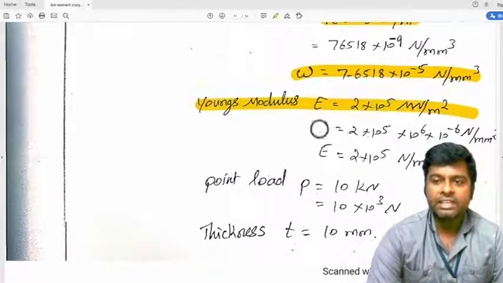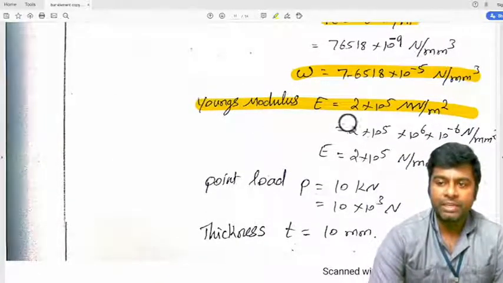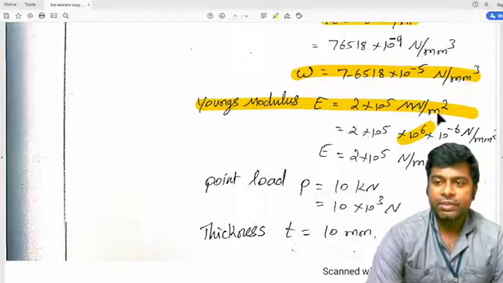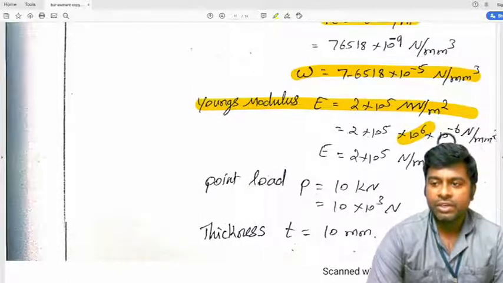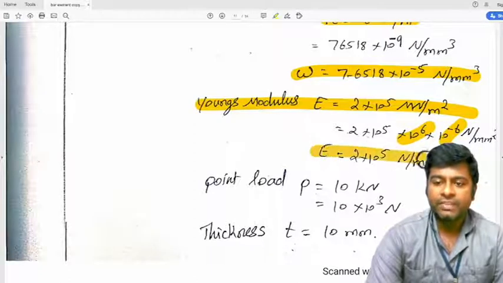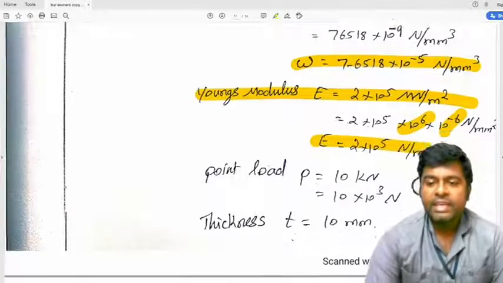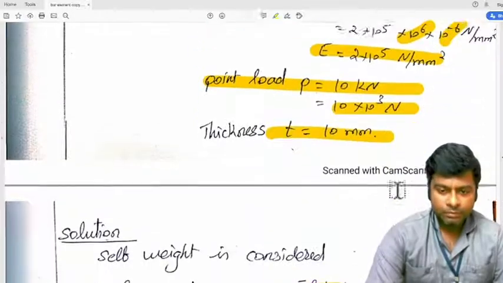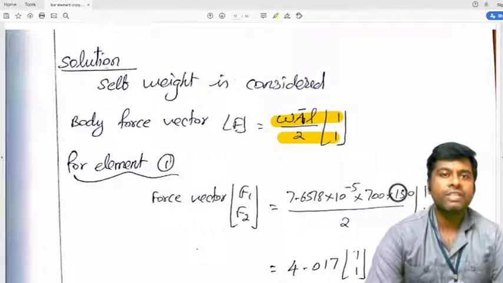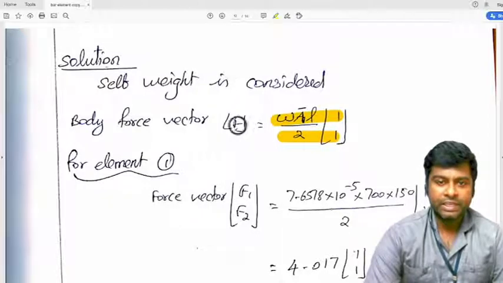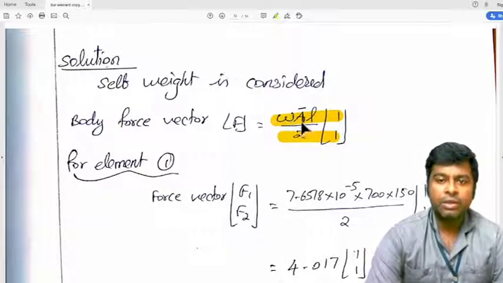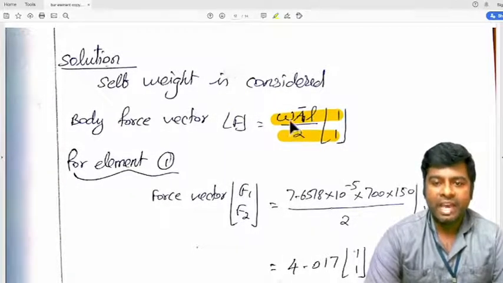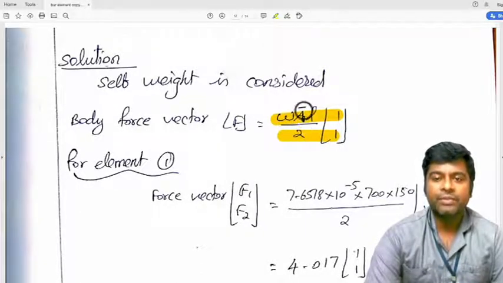Similarly, for Young's modulus E equal to 2 into 10 raised to 5 mega Newton per meter square. Mega means 10 power 6 Newton per meter square, and converting to Newton per millimeter square we multiply by 10 power minus 6. Therefore, Young's modulus equal to 2 into 10 raised to 5 Newton per mm square. Point load P equal to 10 kilonewton, that is 10 into 10 cube Newton. Thickness T equal to 10 mm. Since self weight is considered, first we find the body force vector, F equal to W A bar L by 2, where A bar is the average area of the element.